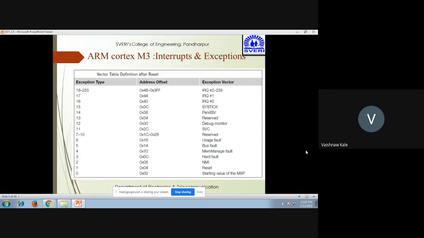These are the vector table definitions that are allotted after the reset option. The IRQ is from 2 to 239, IRQ 1, 0, having those address offsets. Then 0x3C is SysTick, 0x38 is PendSV, 0x34 reserved, then 0x30 debug monitor, 0x2C SVC, 0x1C to 0x28 reserved. And from 0x18 to 0x00, we'll be having usage fault, bus fault, memory management fault, hard fault, NMI, reset, and the starting value of MSP, that is at 0. So this is the vector table definitions that is used after reset.